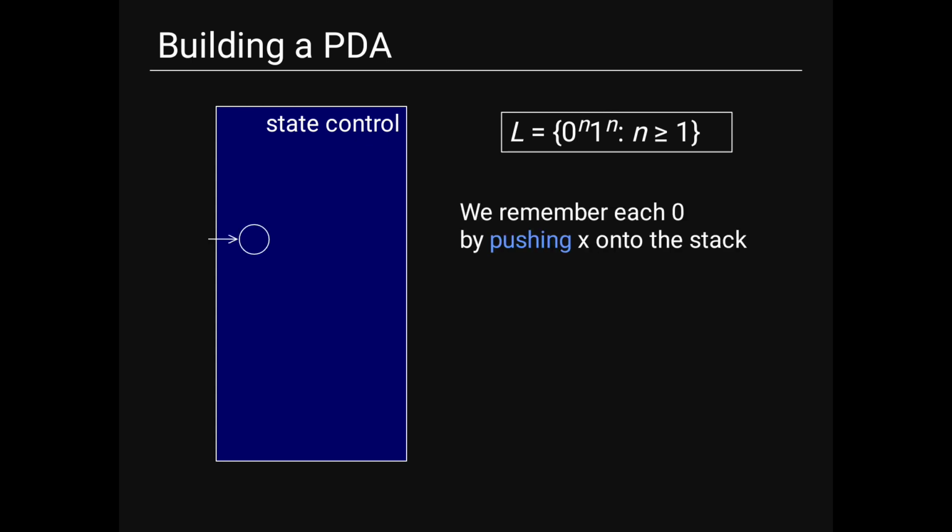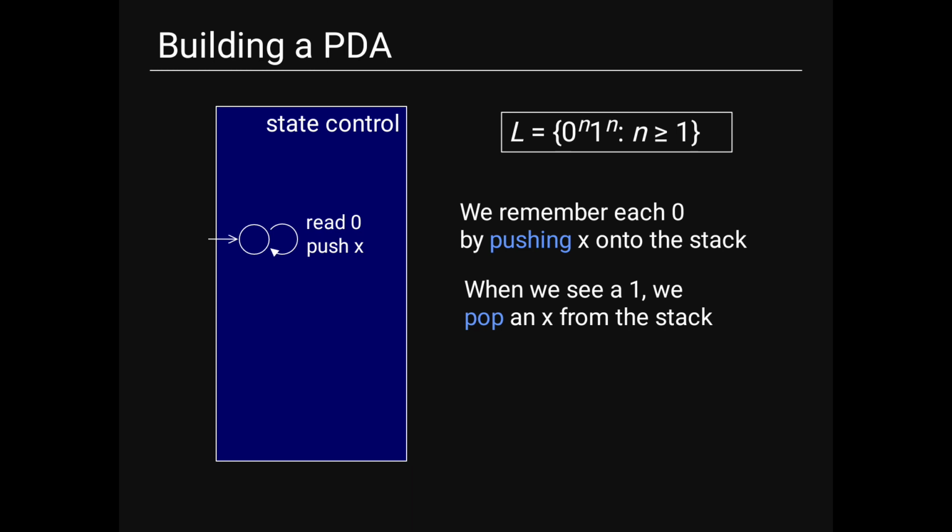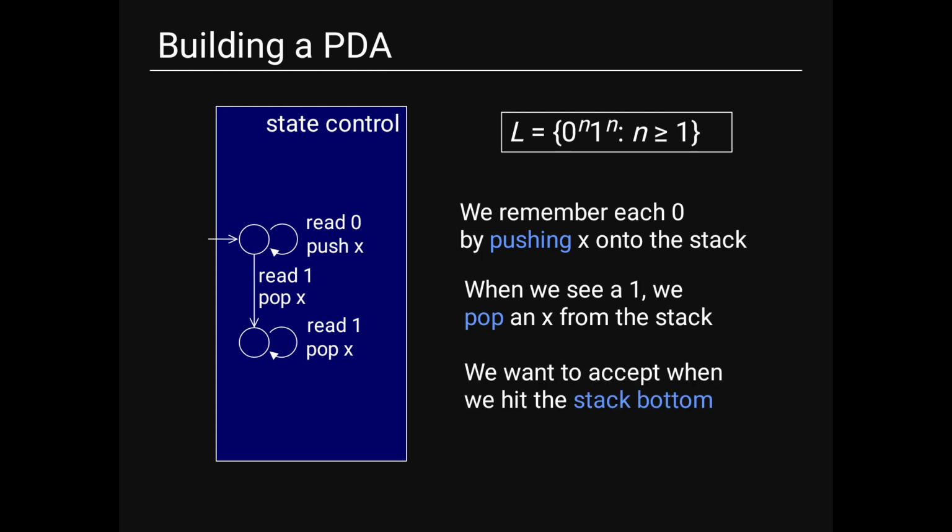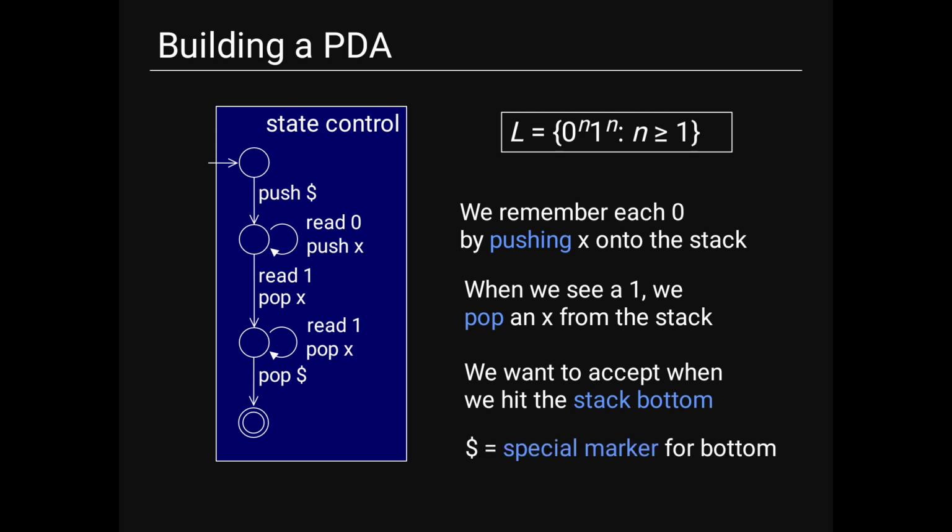So we remember each 0 by pushing X onto the stack. Read 0. When we see a 1, we pop an X from the stack. Popping. So here pushing 0, popping 1. And then again popping. We want to accept when we hit the stack bottom. So pop and then stop. A special marker for the bottom is needed because we need to stop from here.